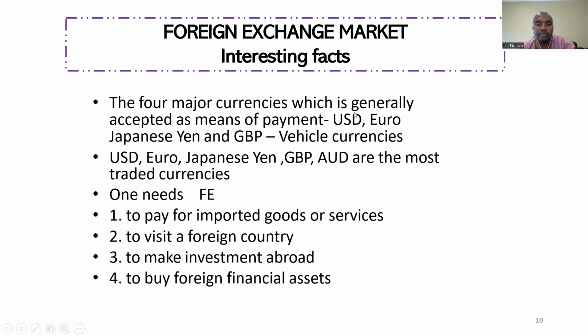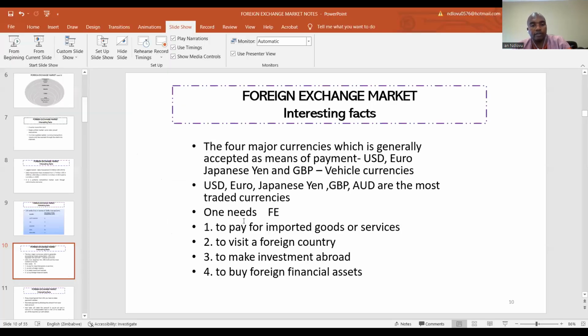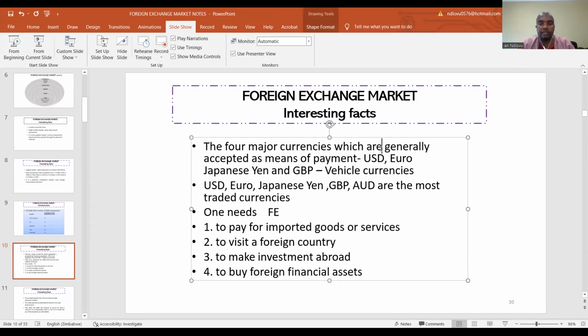The four major currencies which are generally accepted are the USD, the Euro, the Japanese yen, and the Great British Pound, which are also called vehicle currencies. These are the most traded currencies. One needs foreign exchange to pay for imported goods or services. I just want to correct a typo there, which are generally accepted.